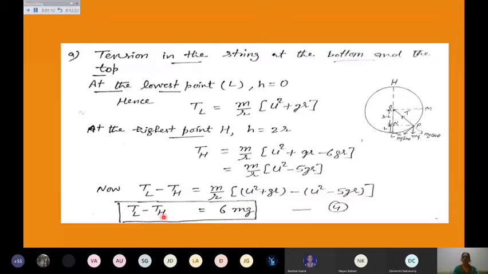If you want to find the difference in the tension at the lowest point and at the highest point, you can simply get it by subtracting the two, and the result comes out to be 6 mg. So the difference in the tensions at the lowest point and at the highest point is 6 mg. If they ask you to prove or find the difference in the tension, you have to work out up to this point. Or most of the times they ask you the velocity at the lowest and highest point, so these equations for the tensions we will be using to find that.